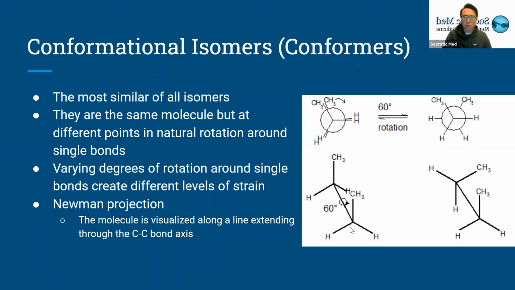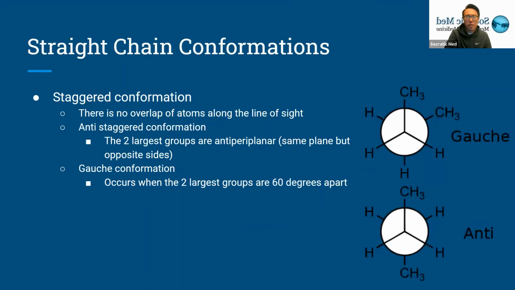So instead of looking directly across the bond, this gives like a bird's eye view of the bond between the two carbons. So these are conformational isomers. The left and the right are both the same molecule, but they just differ in how the bond rotates, so at which point of the bond rotation these two molecules are in. So that's conformational isomers. They have different conformations that they can be in.